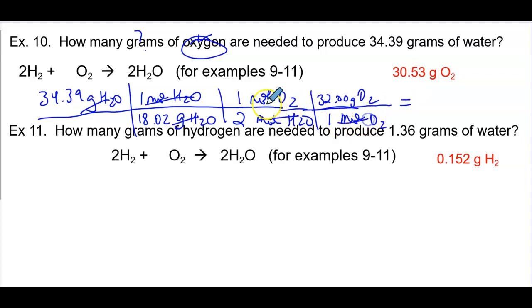So now, moles of O2 cancel with moles of O2, leaving me grams of O2, and that's what I need. Yep, and I check and check. So now I'm going to do the math. I'm going to do 34.39 times 32, hit equals, divide by 18.02, hit equals, divide by 2. Again, you can put stuff in parentheses if you want. I just don't find it easy to do. I find it easier just to hit divide equals divide. Okay, so that's the answer.